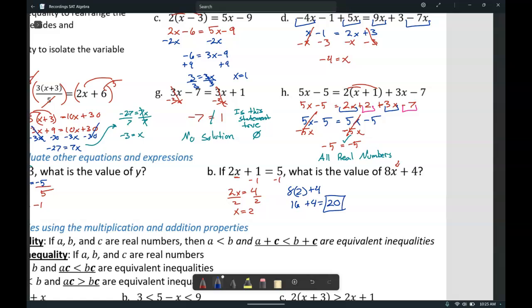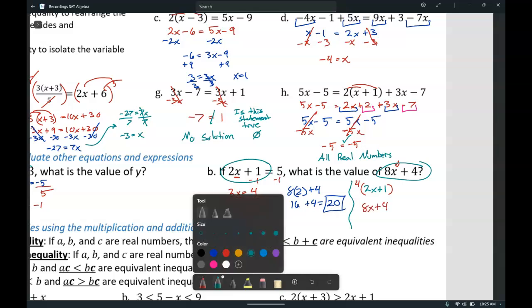That's our solution there. Now, alternatively, what you could do is look and say, okay, well, 2x plus 1 looks kind of similar to 8x plus 4. It has a very similar relationship. How do you get from 2x to 8x, and is it the same way to get from 1 to 4? If we take 2x plus 1 and we multiply it by 4, we get 8x plus 4.